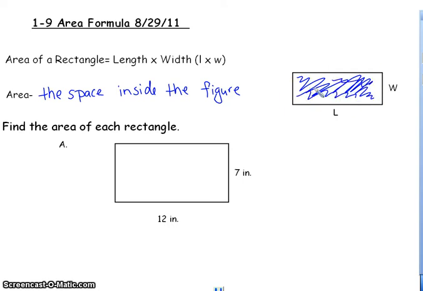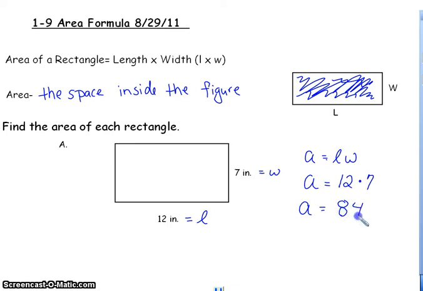Okay, so if I want to find the area of each rectangle, I know the area formula is length times width. So I'm going to give each one a name. I'm going to say this is my length and this is my width. So I'm going to take A equals 12 times 7. Now you should know, hopefully, that 12 times 7 is 84.